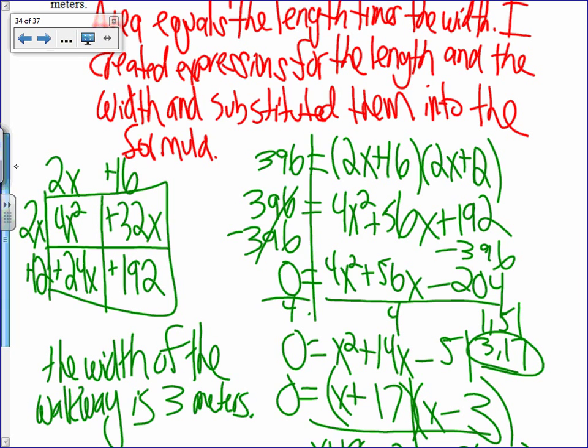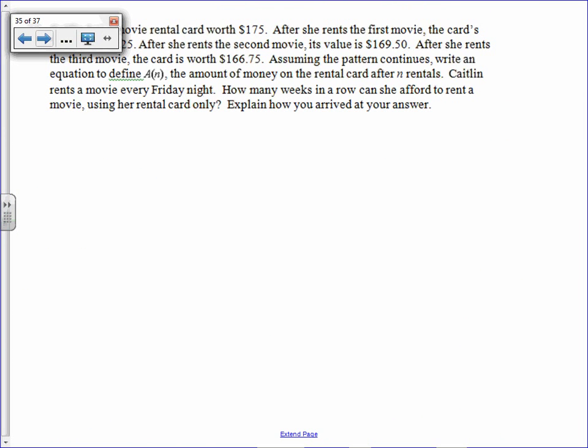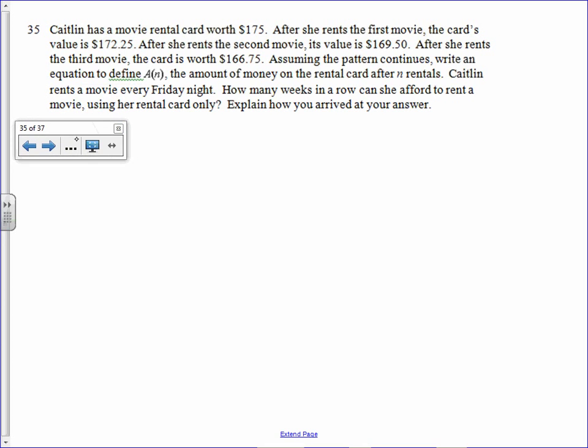If you want to get a good grade, make sure you know how to do the easier stuff. Caitlin has a movie rental card worth $175. Good for her. One sentence down. After she rents the first movie, the card's value is $172.25. After she rents the second movie, it's $169.50. I'm starting to see a sequence.